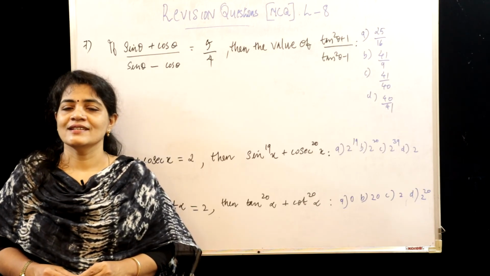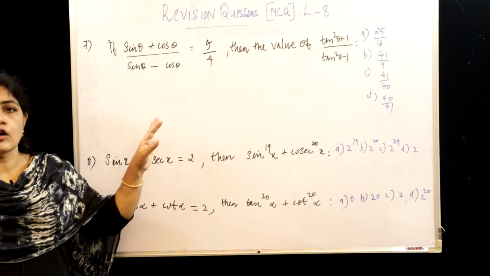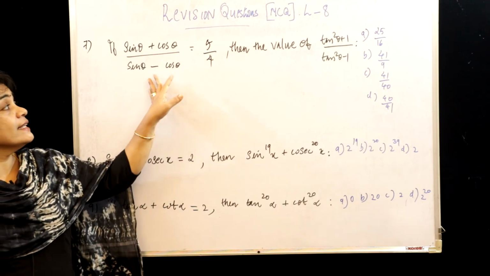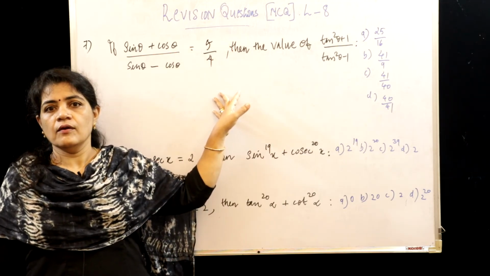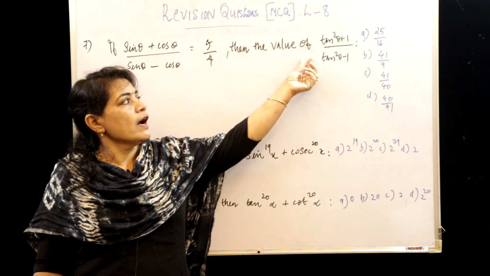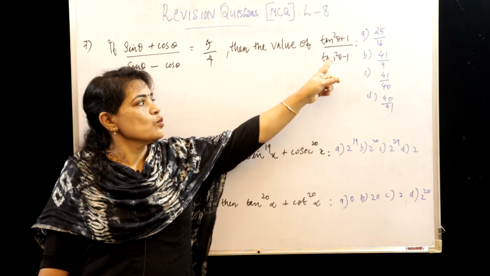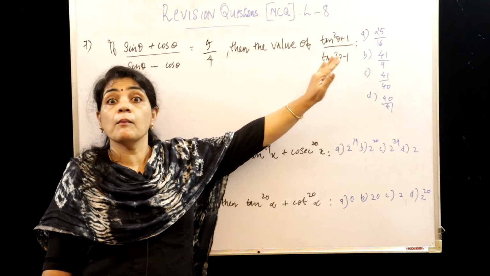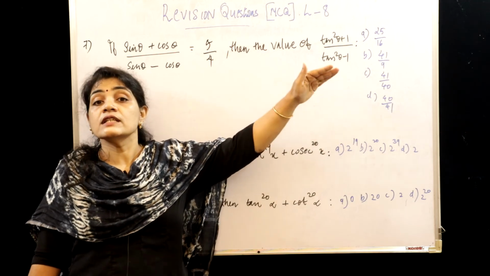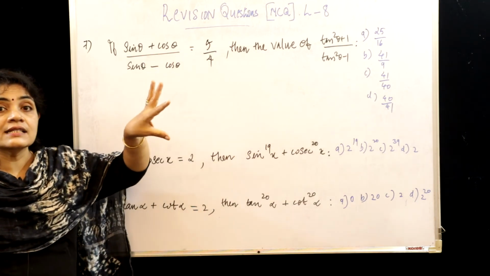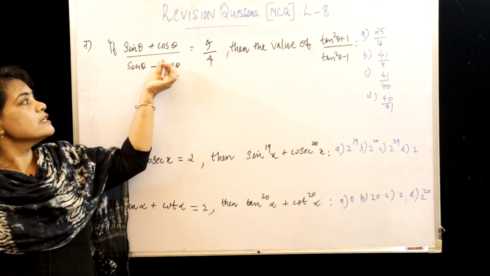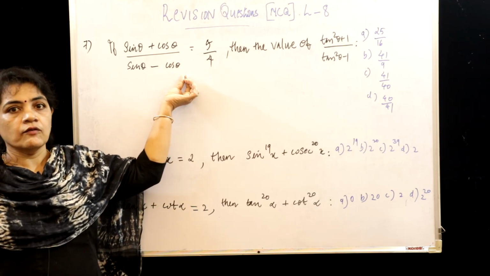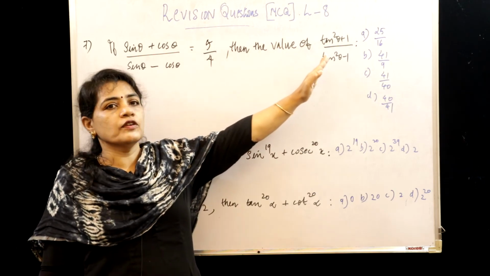Now the 7th question: if sin theta plus cos theta divided by sin theta minus cos theta equals 5 by 4, then we have to find the value of tan square theta plus 1 divided by tan square theta minus 1. What is given, children? That is sin theta plus cos theta divided by sin theta minus cos theta. And we should get the answer in terms of tan.